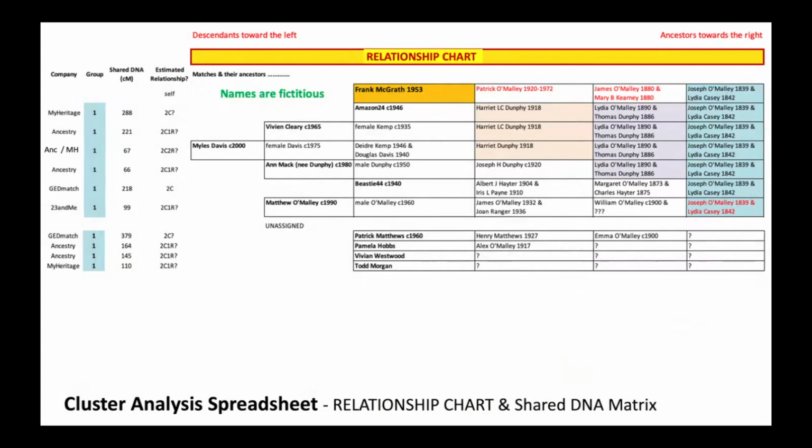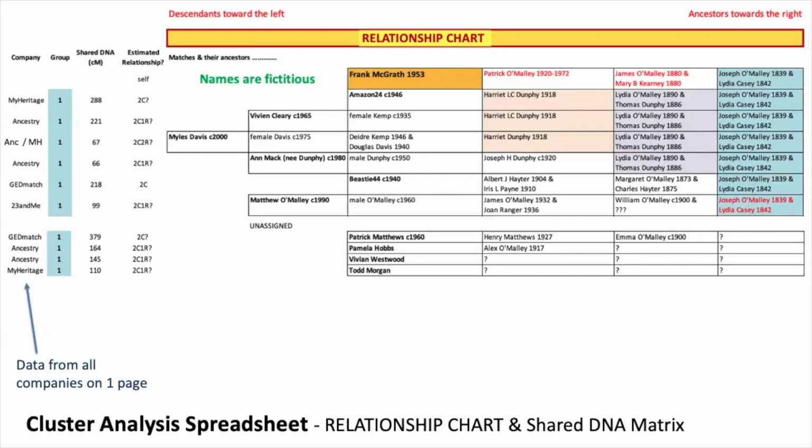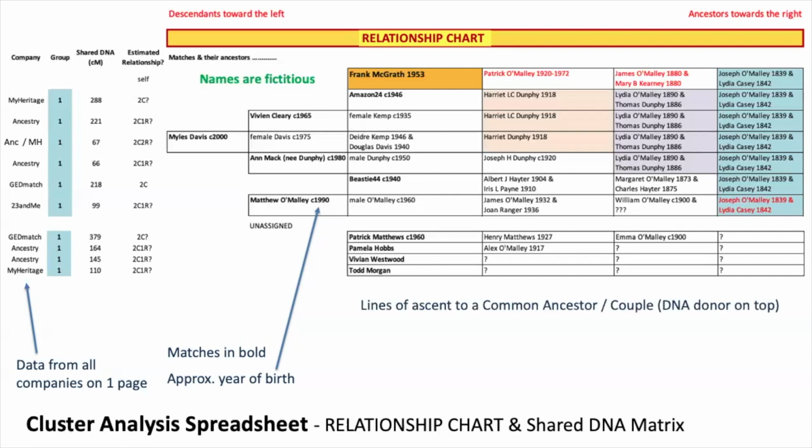This is the kind of spreadsheet that I put together for creating these clusters of shared matches. On this side here, you have the company that your match tested with. You then have the matches themselves in bold with their approximate year of birth, and you can calculate that from any family tree that they have. Then the lines of ascent: father, grandfather, great-grandfather, great-great-grandfather, with the DNA donor on top and the spouse below. That's the way I do it.